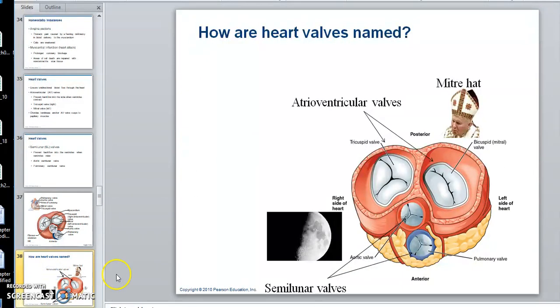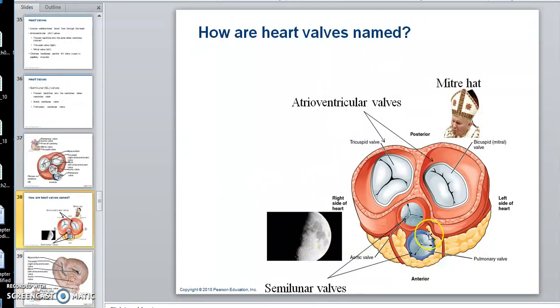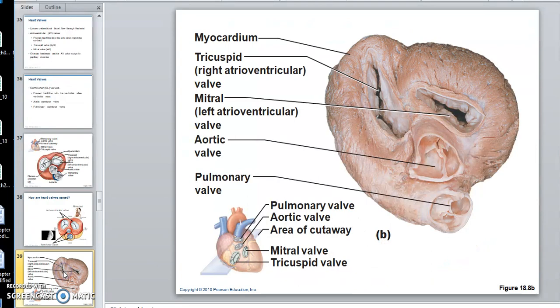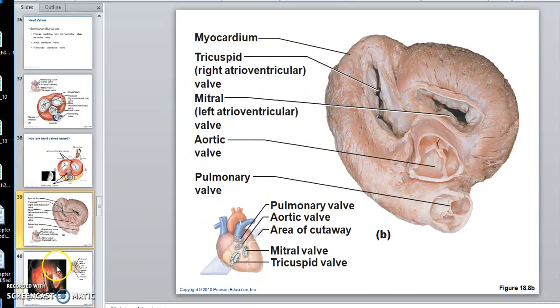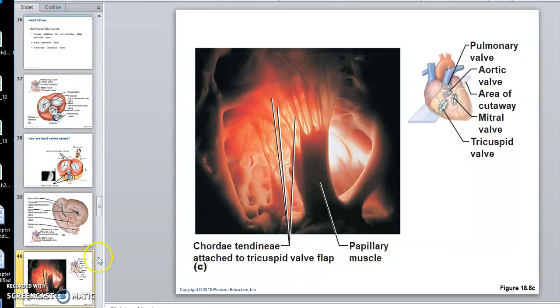Okay? Here again, you're looking at it there. See that mitre hat I mentioned? See, like that, 2 leaves? Okay. All right. Half moon. So here again is looking at it in that picture. See how these cardiac tendinae are being pulled by the papillary muscle to try to keep the valves from going back the wrong way.